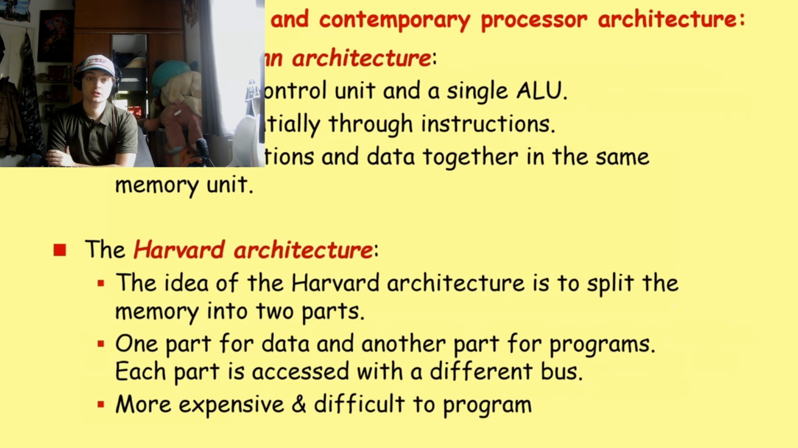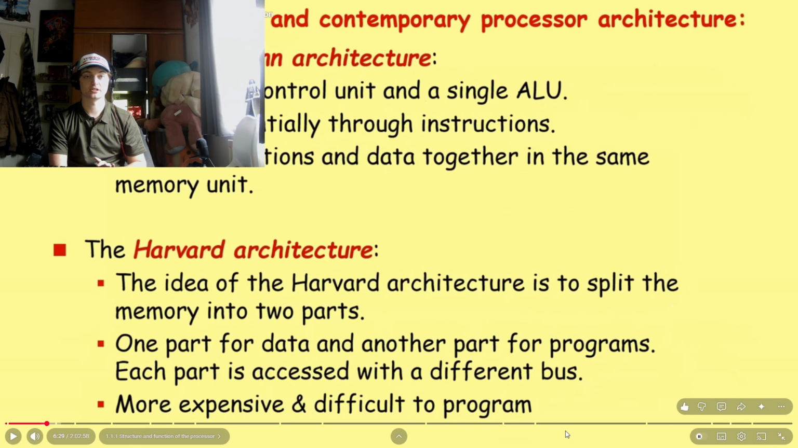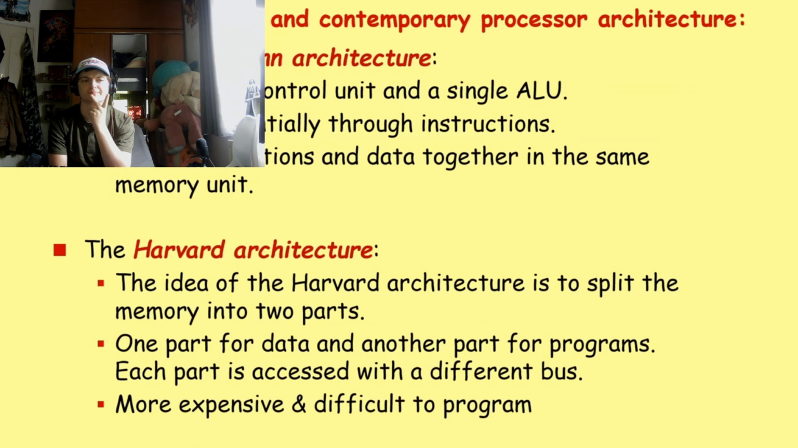Von Neumann, Harvard, and contemporary processor architectures. The Von Neumann architecture has a single control unit and a single ALU. It works sequentially through instructions, and stores instructions and data together in the same memory unit in a binary format.